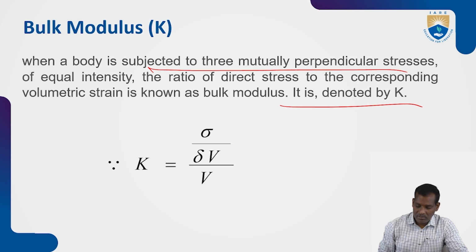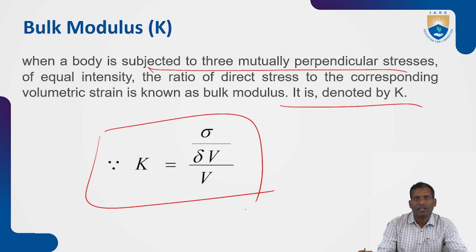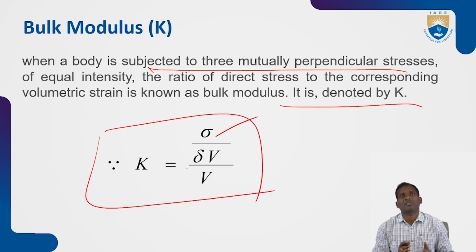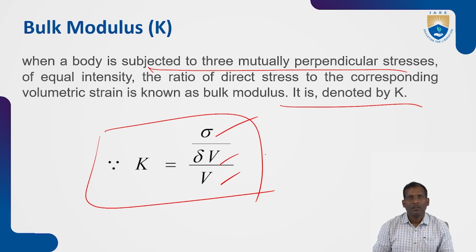Here, in the previous case we have seen biaxial stresses. But whenever the body is subjected to 3 perpendicular stresses, the ratio of direct stress to the corresponding volumetric strain is known as bulk modulus. You can represent it with K, and you can write direct stress sigma by the volumetric strain. So how much volume changed? The change of volume upon original volume. So you will get the relation for K.